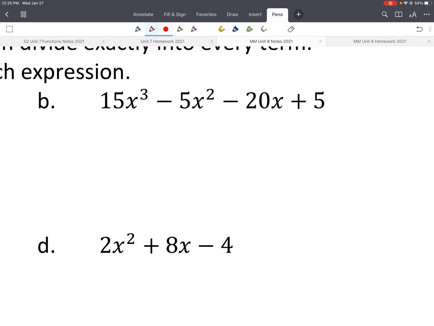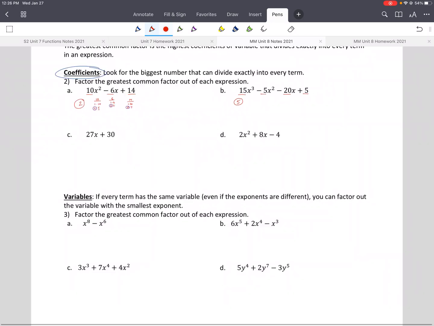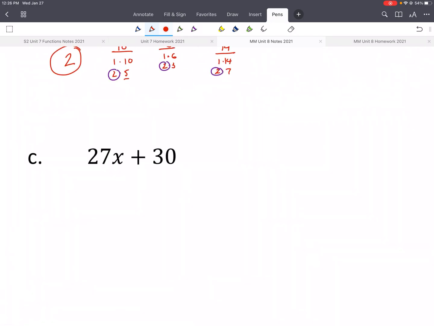Okay, so here we have 4 terms that we want to look at. We have 15, 5, 20, and 3. The only thing that can go into 5 is 1 and 5. So if there is a greatest common factor, it's got to be 5. So 5 goes into 15 and it goes into 20. So here our greatest common factor would be 5. Okay. What about this one?